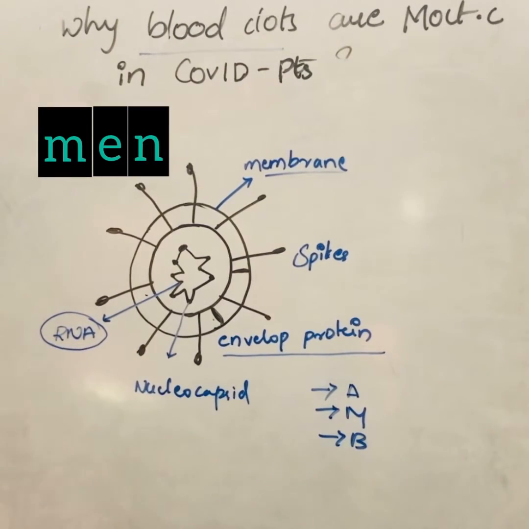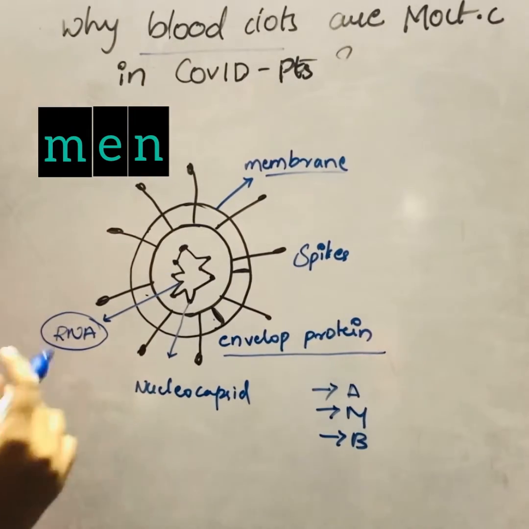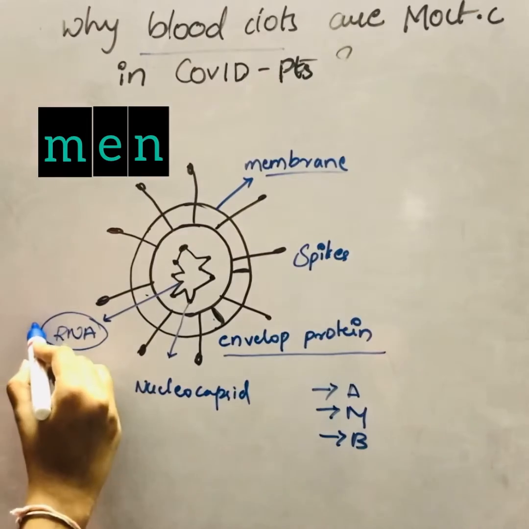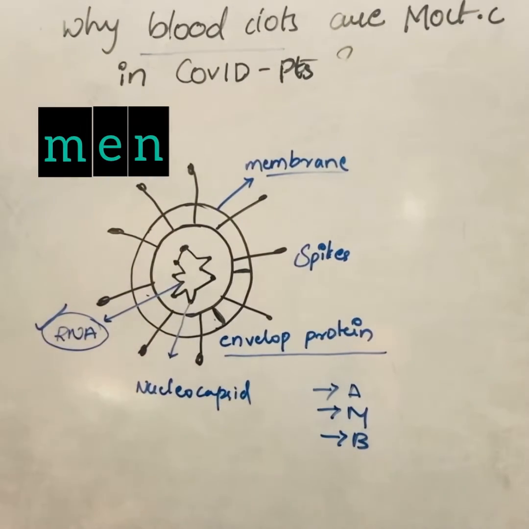Next one is the nucleocapsid. Nucleocapsid is going to bind with the genetic material of the coronavirus, that is single stranded RNA, and it helps the virus to replicate. And the last and important one is the spikes.